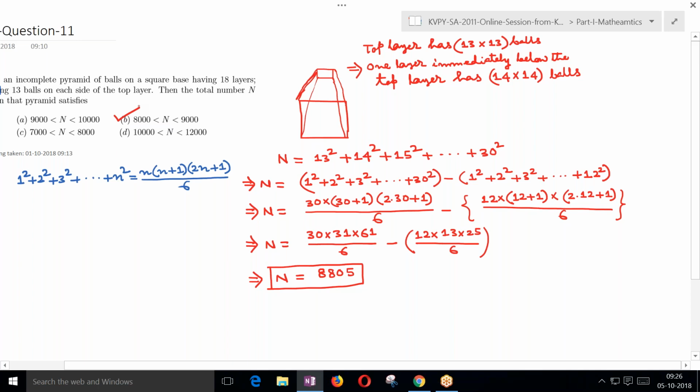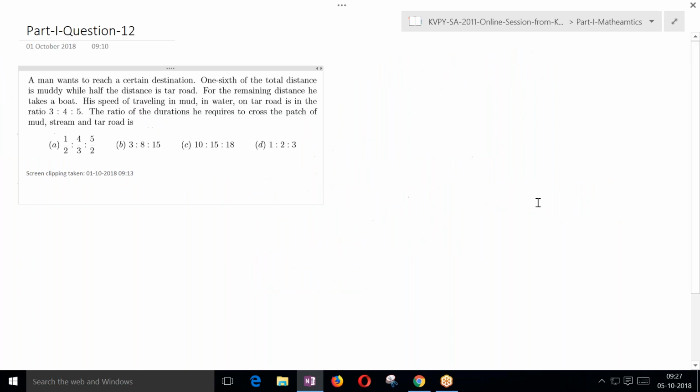All right. Now let's proceed to the next question, question 12. Let's first go through the question. A man wants to reach a certain destination. 1/6 of the total distance is muddy, while half the distance is tar road. For the remaining distance, he takes a boat.